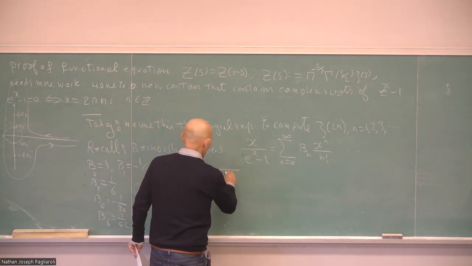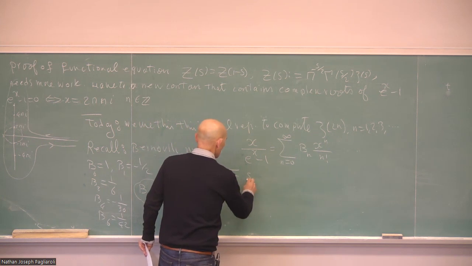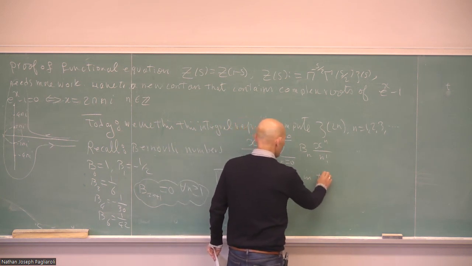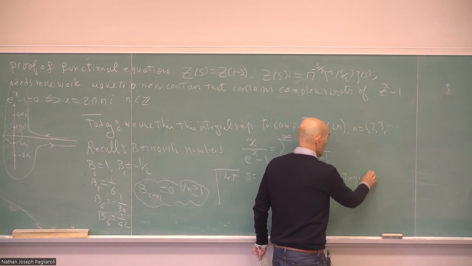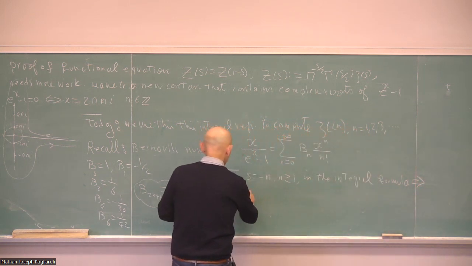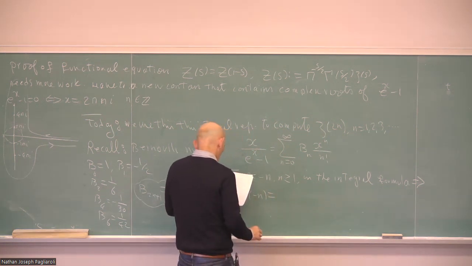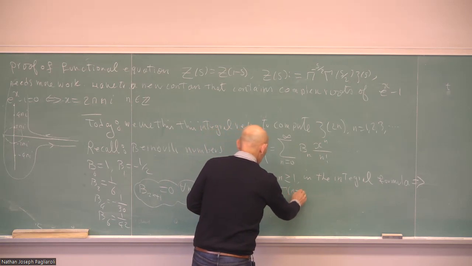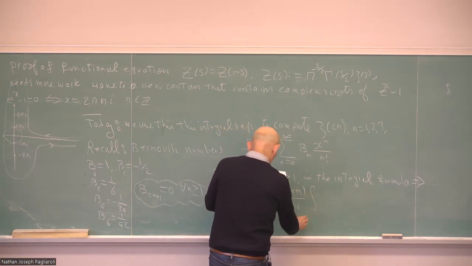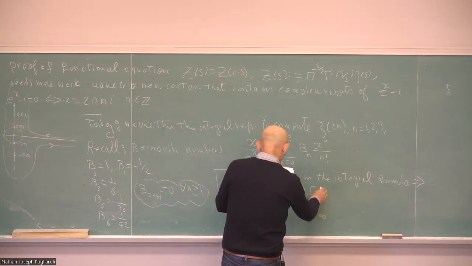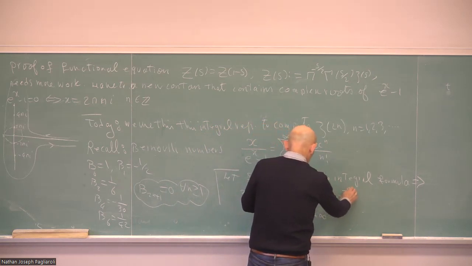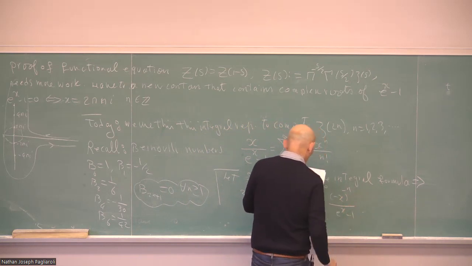Let s equal to minus n and big N equal to 1 in the integral formula. And then you get zeta of minus n is equal to gamma of n plus 1 divided by 2 pi i, integral from plus infinity to plus infinity, of minus x to the power negative n divided by e to the x minus 1, dx over x.